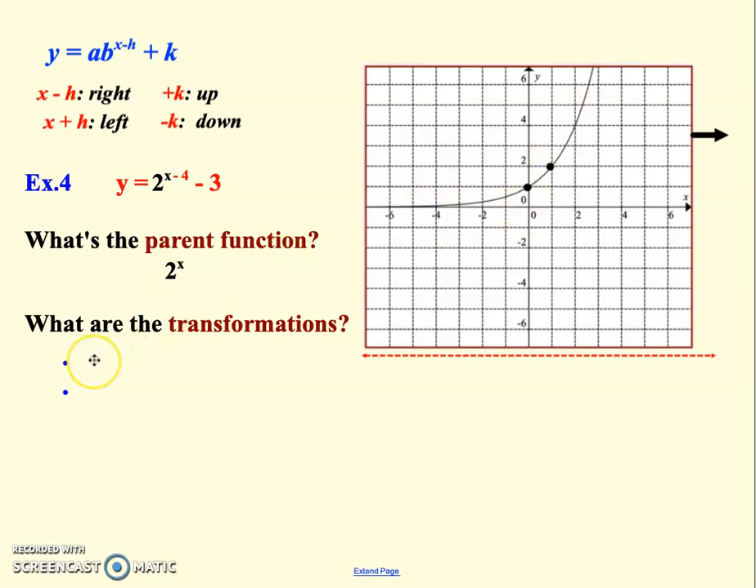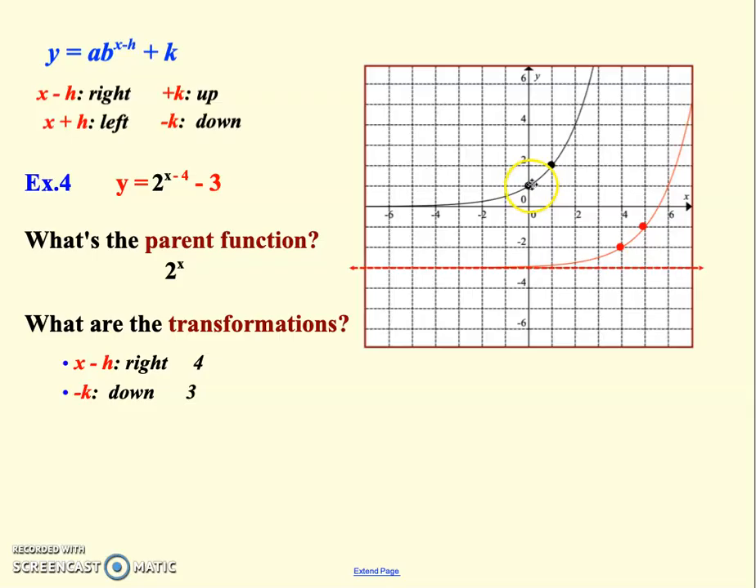Transformations, quickly ask yourself, what are they? So we've got a right and we've got a down. And remember how that works. Again, it's sort of opposite when you're talking about attached to x. So right 4, down 3. And then basically all you got to do is take your 2 points and move them. Now also, because there's an asymptote, this would move along with the graph. So when you go down 3, this also goes down 3.